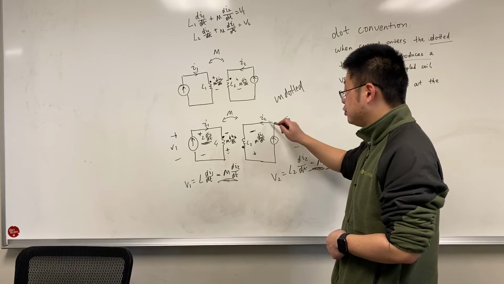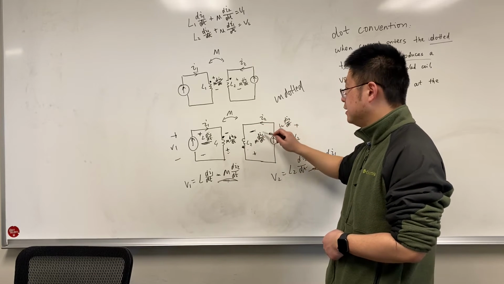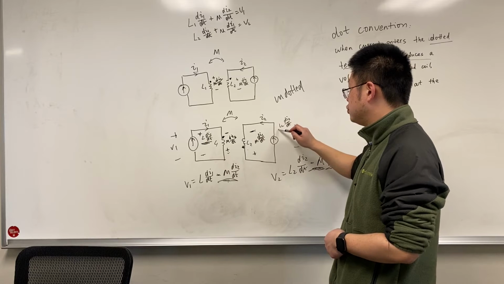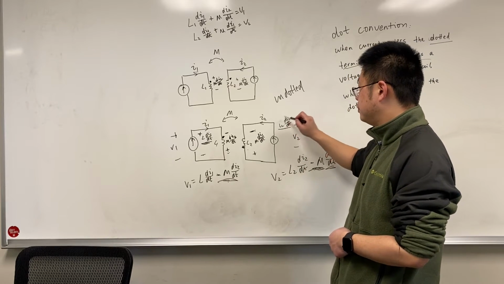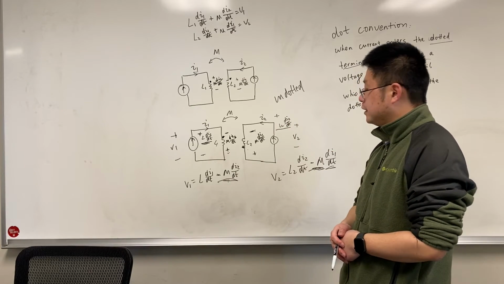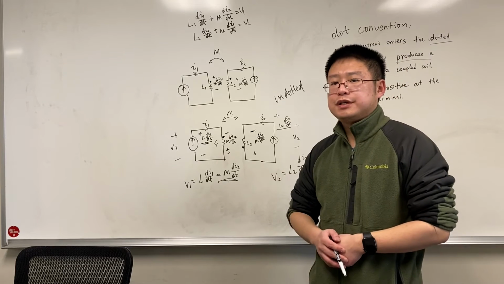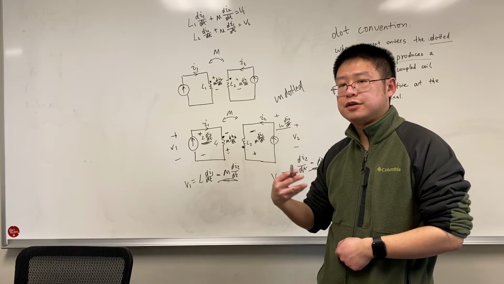But the reference direction I2 is selected like this, so that the L2 times di2/dt is positive, negative, right? So this is the dot convention, and we will use some examples to practice the dot convention.